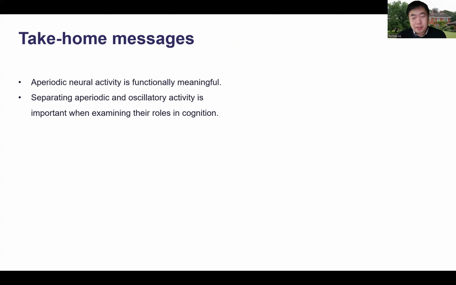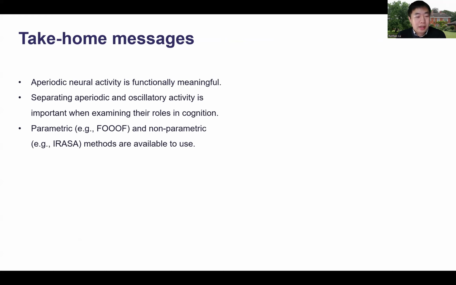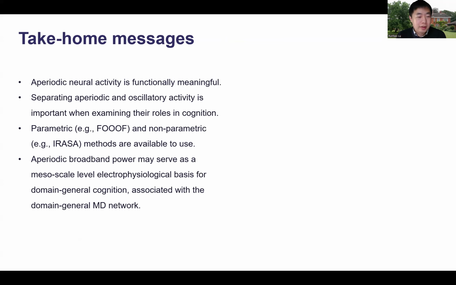And sometimes it might be important to revisit some classic results in oscillations. Now we have both parametric and non-parametric methods to separate them quite easily. And from our own results, we found aperiodic broadband power may serve as a mesoscale electrophysiological basis for domain general cognition, potentially associated with the domain general MD network.